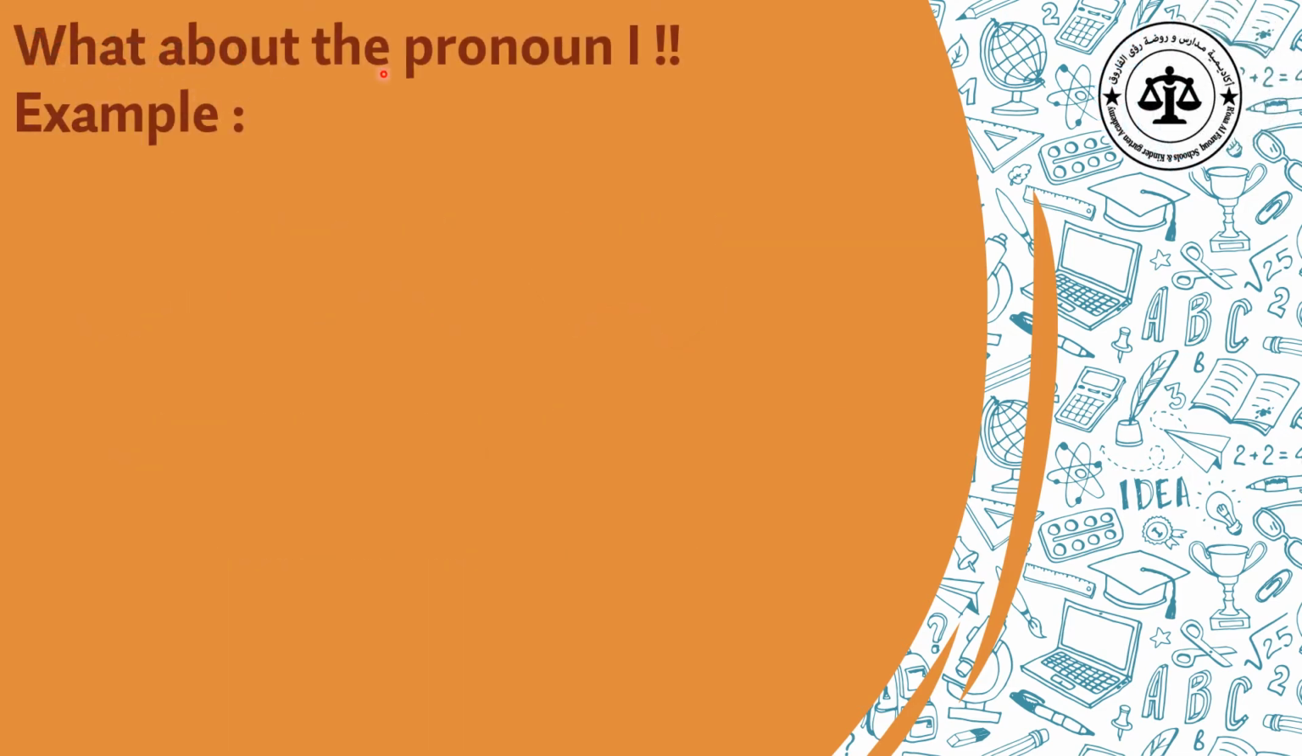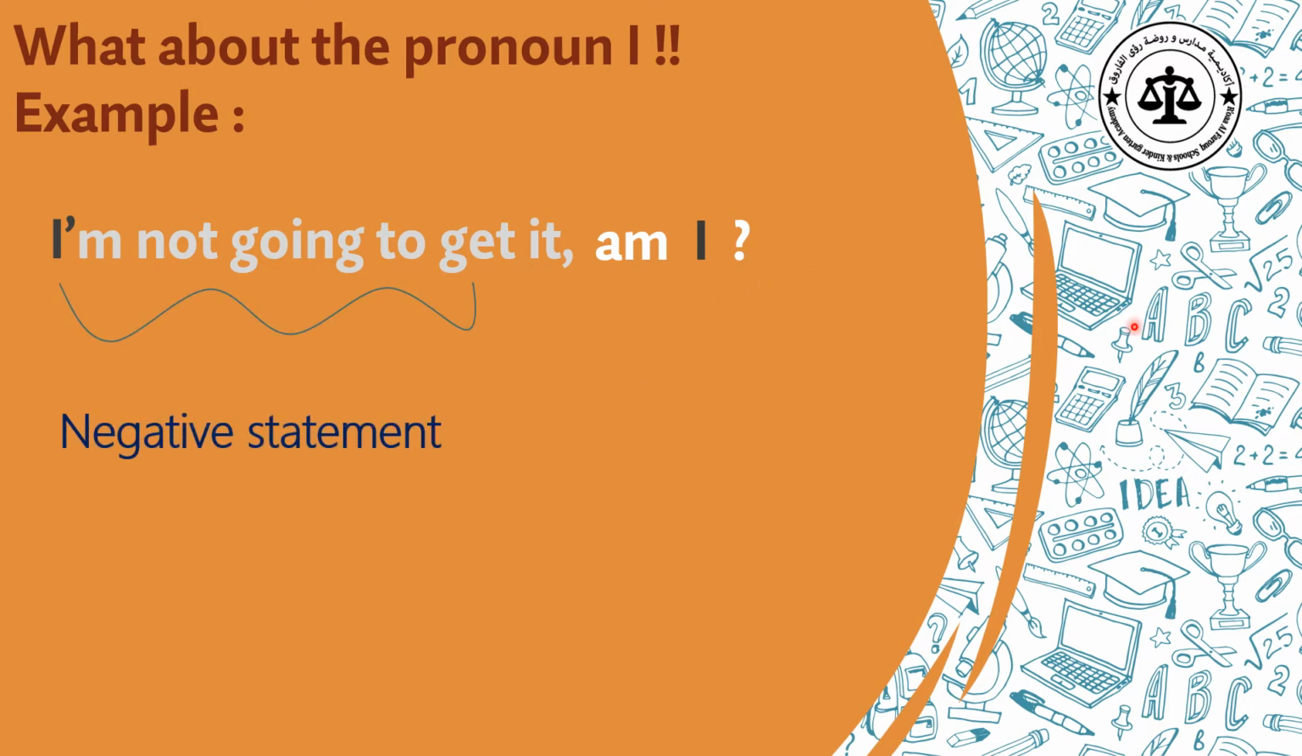Okay, what about the pronoun I? If our sentence starts with I, what should we do? Look, I am not going to get it. مطلوب منا نكون question tag. كيف؟ رح نعملها am I، بس بنشيل النفي ونعكس: am I. So I am not going to get it. It's a negative sentence or negative statement، منفية هي عندي not. And am I, it's a positive question tag.